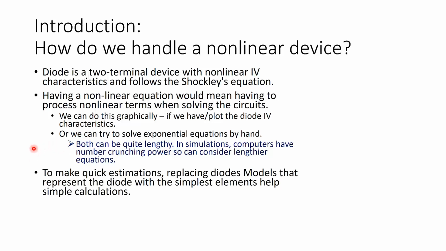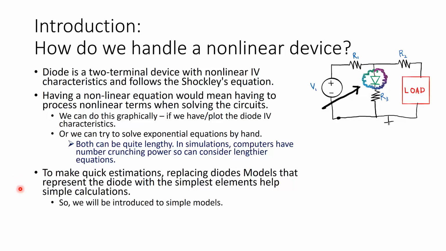Even if we have all the simulations, we need to make some quick estimations when we do our design. So to make quick estimations, replacing diode models that represent the diode with the simplest elements helps simple calculations. So we will be introduced to simple models. Okay, so back to the circuit that we had. How do we deal with circuit analysis when there is a diode?